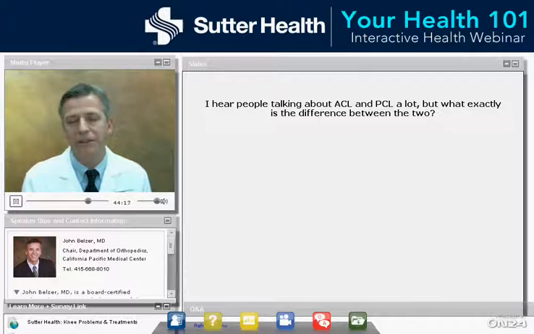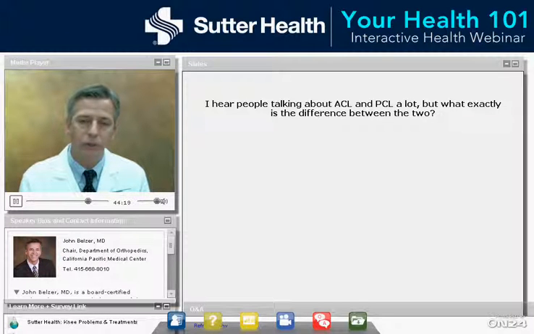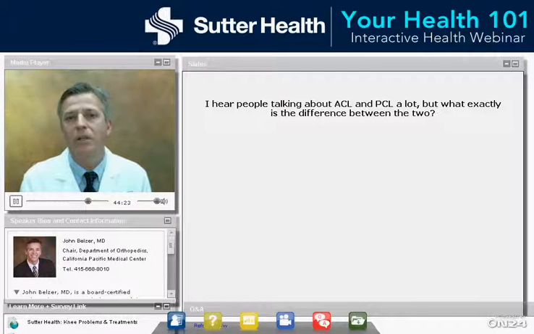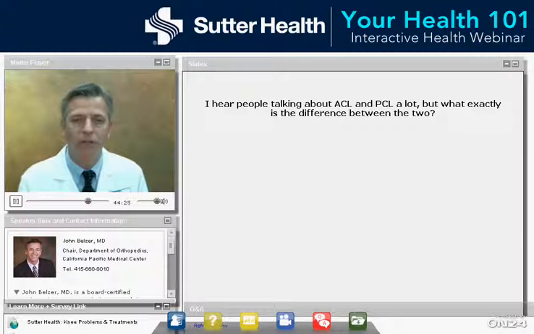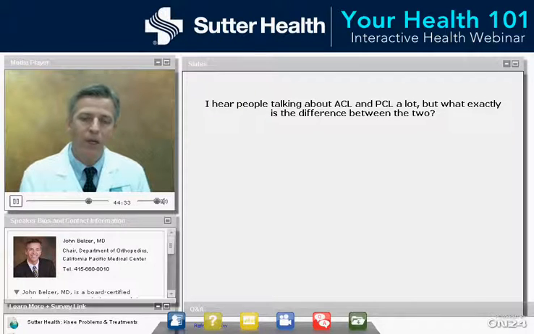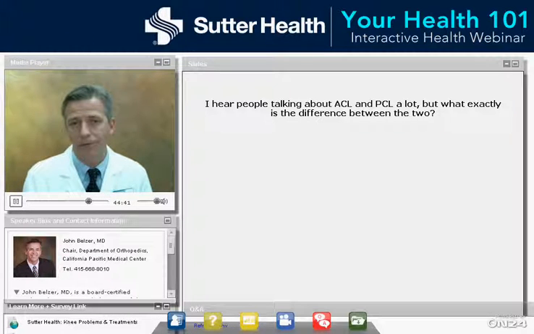The first reason is that the ACL is responsible for prohibiting the translation of the tibia forward underneath the femur. As you bend your knee and fire your quadriceps, that amplifies that distortion of the knee joint. The PCL does the exact opposite activity. What it does is it minimizes the translation of the tibia backwards underneath the femur.